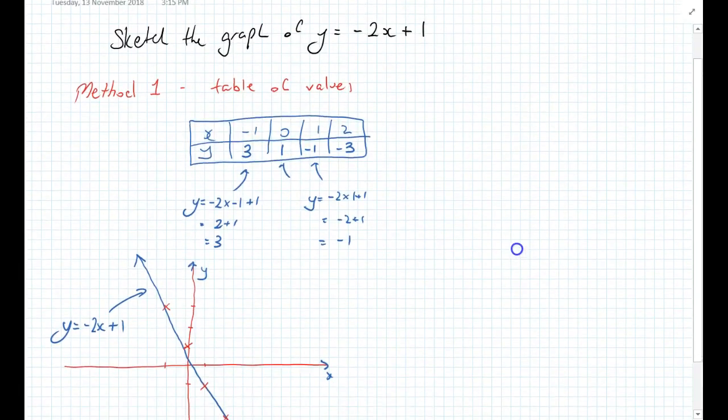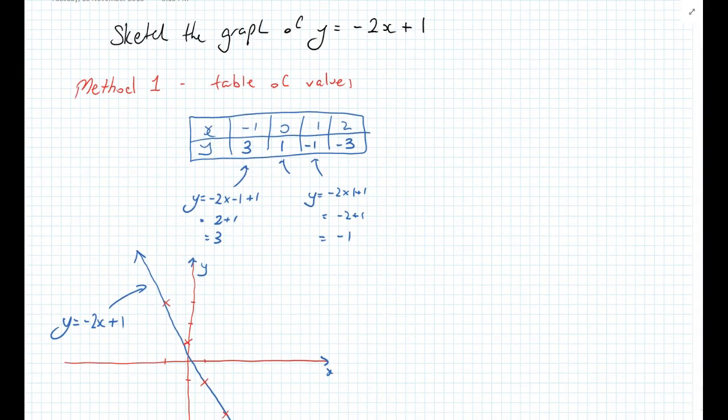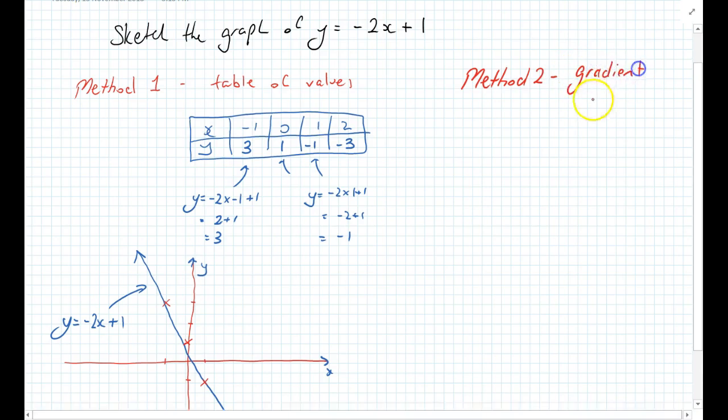That's method 1. That's not what most of you chose to do. Most of you chose method 2, which is the gradient intercept method.